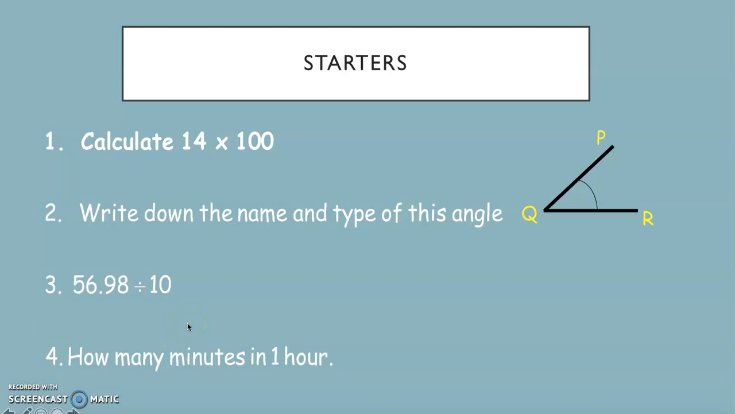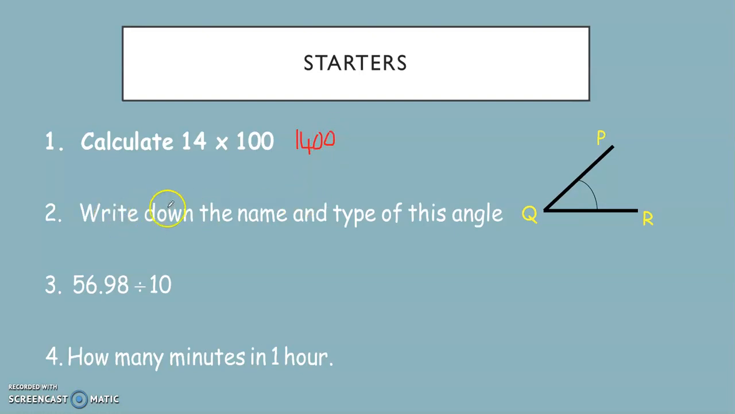Okay, so number 1, we have to calculate 14 multiplied by 100. If you have a whole number like 14 and you're multiplying it by 100, you simply stick 2 zeros on at the end. The number 100 has 2 zeros, so you put 2 zeros onto your answer. So your answer is 1,400, okay?